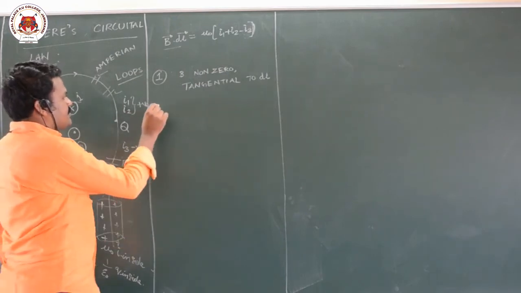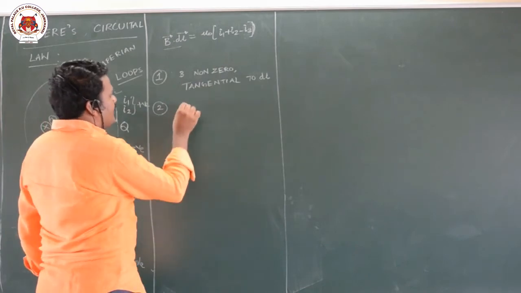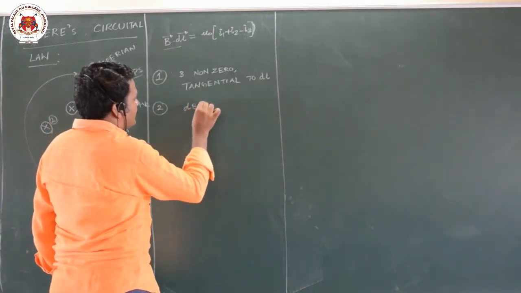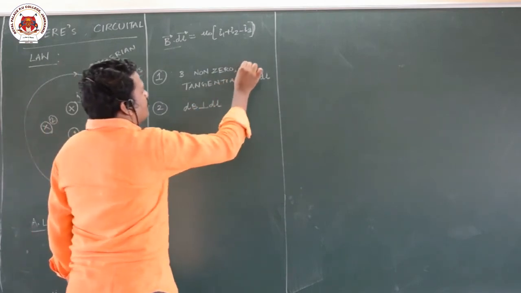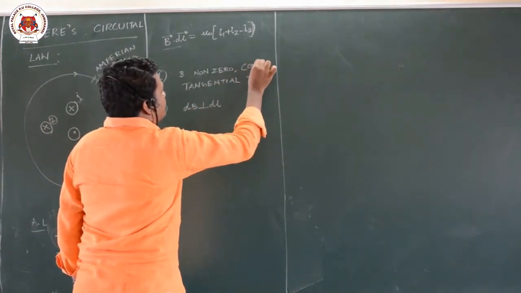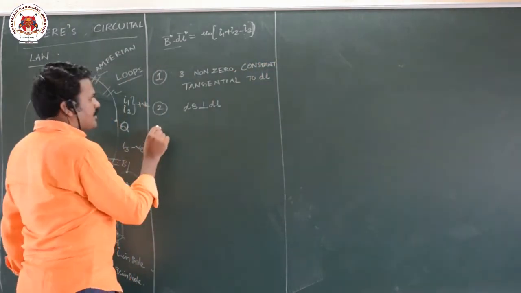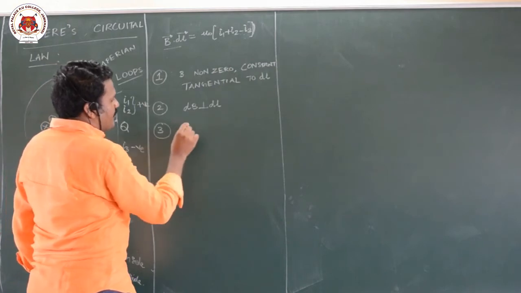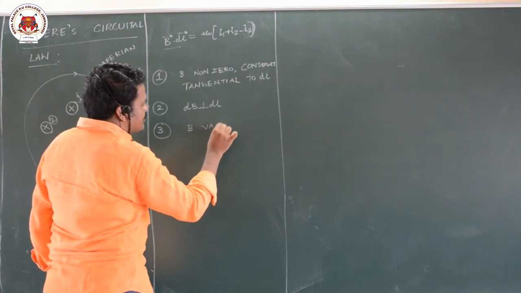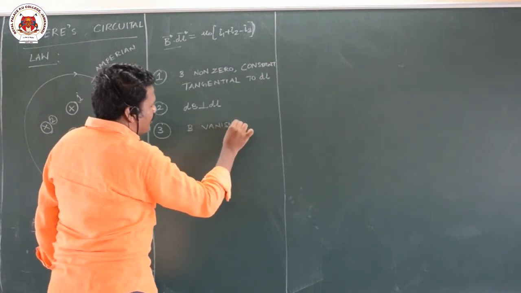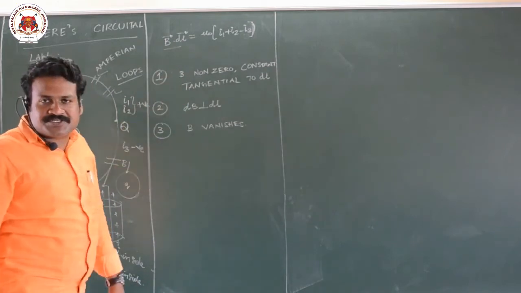Similarly, the second condition is when B is perpendicular to dl, it is non-zero, and here you have to take one more point, constant. This is the second condition. And the third condition is when B vanishes. You can observe these 3 points in your textbook.